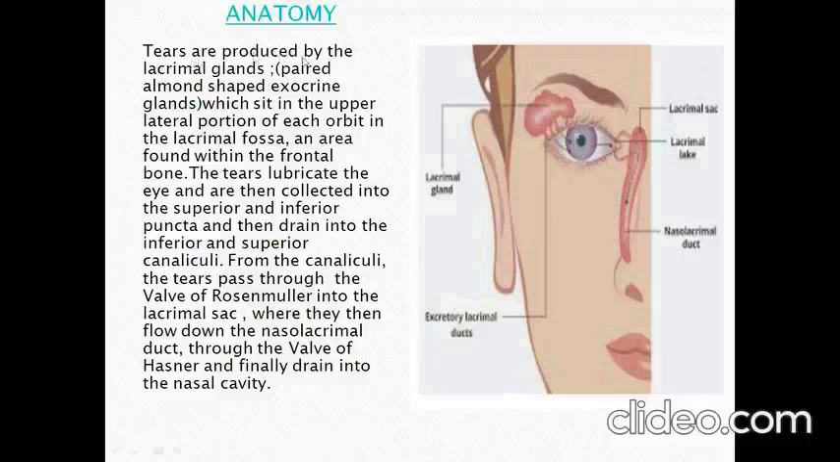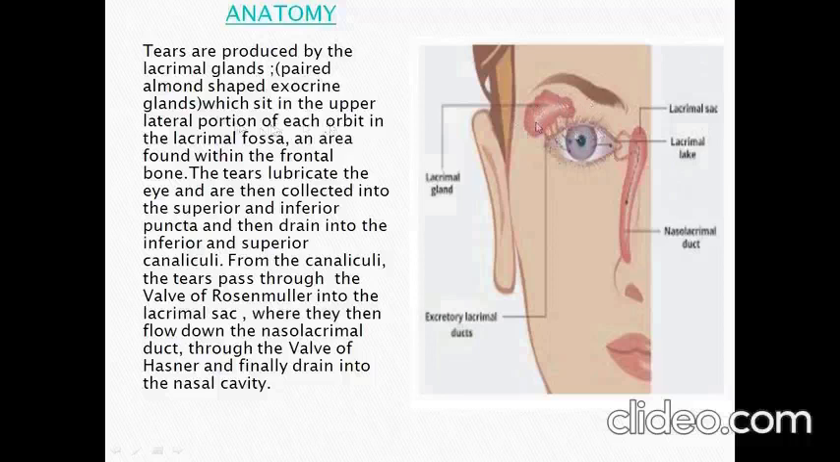The tears are produced by the lacrimal glands. The lacrimal glands, as you can see in the picture over here, are paired almond shaped exocrine glands. Each of these lacrimal glands sits in the upper lateral portion of each orbit in the lacrimal fossa.